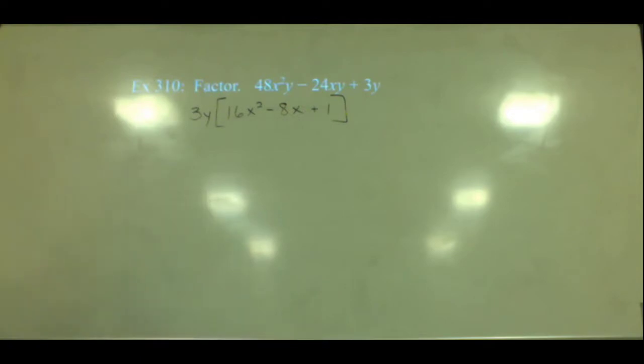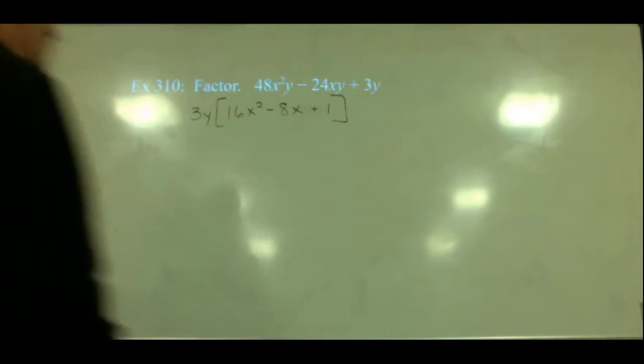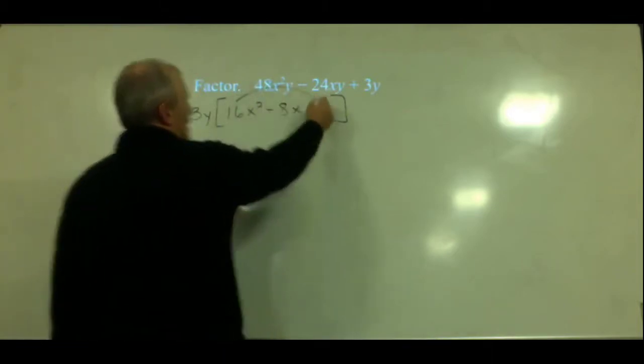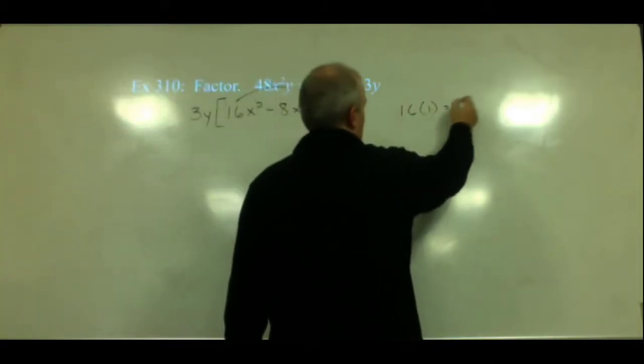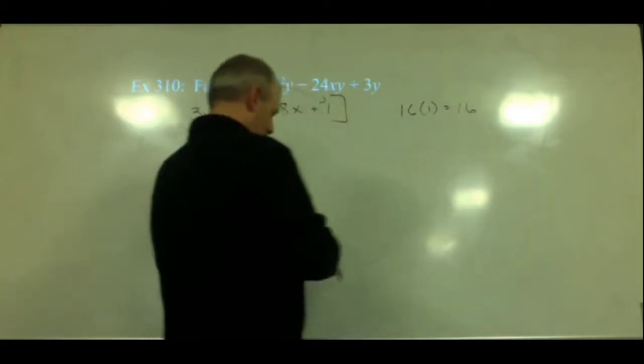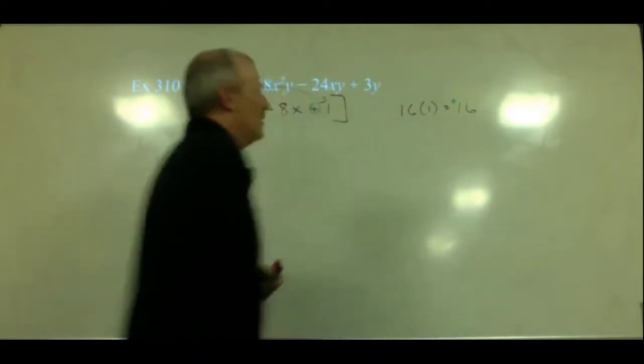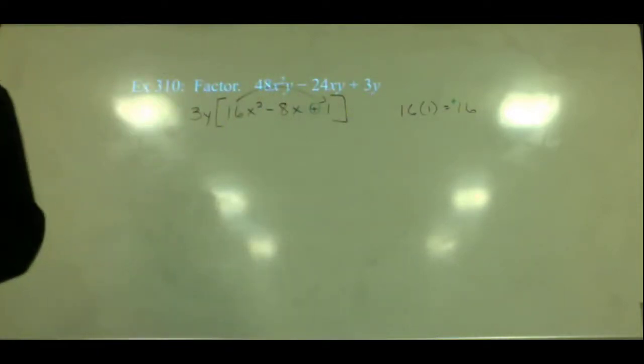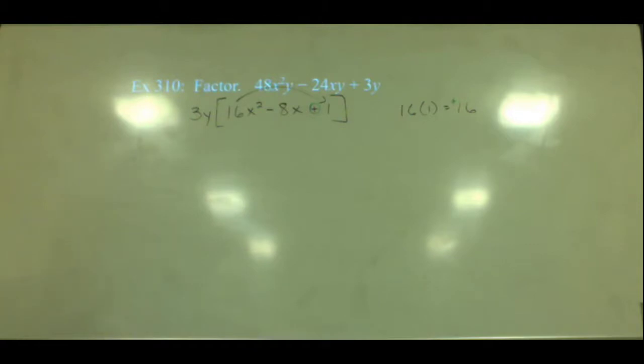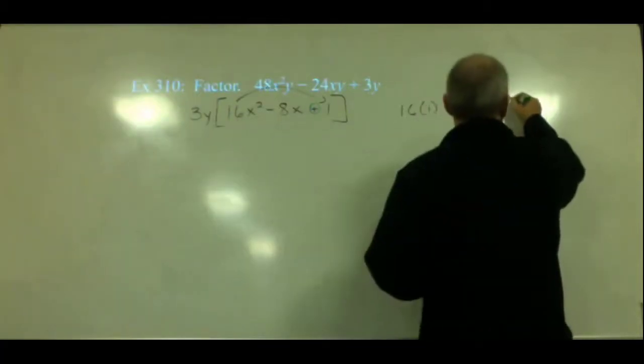So once we take out the 3y, doesn't it look like what we were doing in the last page of notes? So what should we do? 16 times 1 is 16. And this is a positive 16, just like this is a positive 1. What does that tell us about the signs of the numbers we're looking for if they multiply together to be a positive? Same. Positive or negative? Yeah, they're both positive or they're both negative. They are the same.